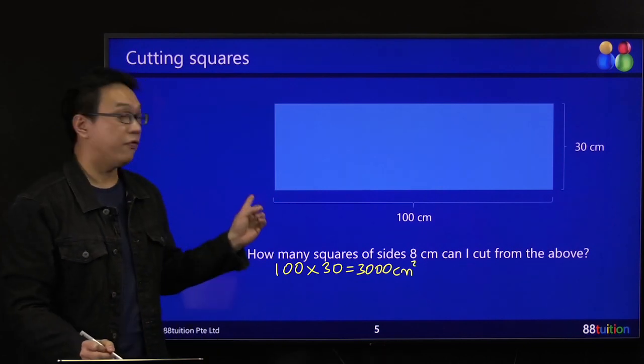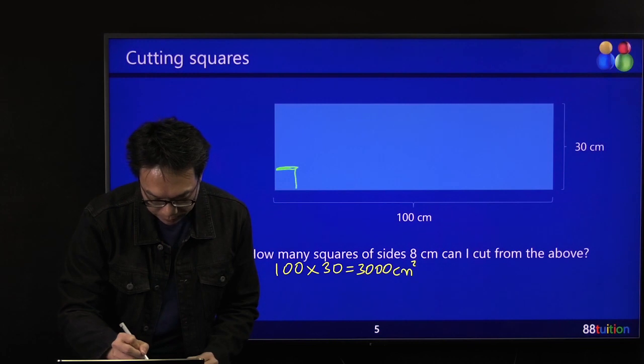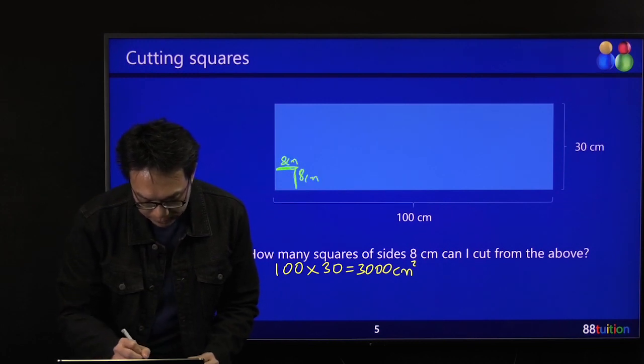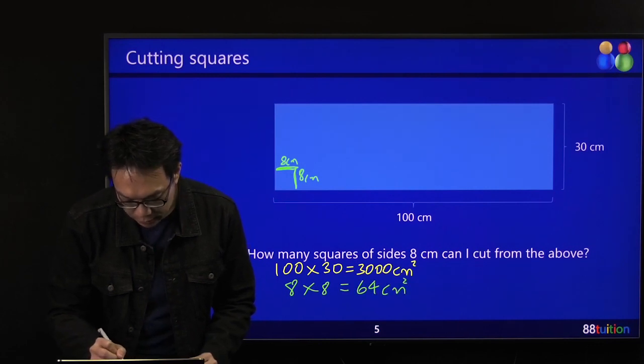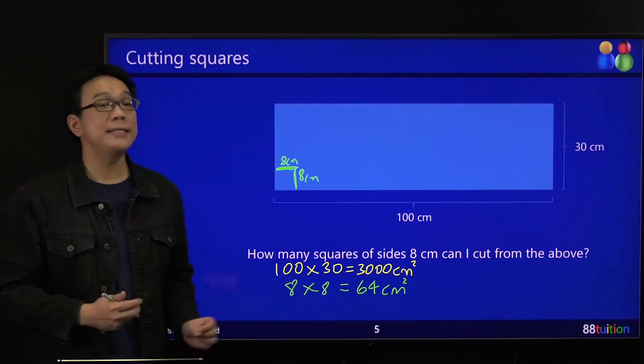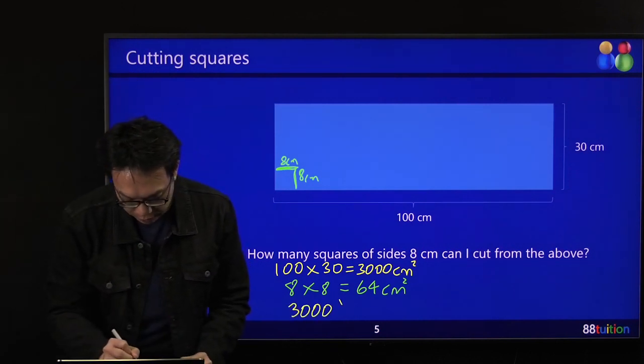Then you want to find one square. One square can be, let's say, 8 by 8. 8 cm by 8 cm. 8 times 8 will be 64 cm squared. So inside my 3000, how many 64 are there? Just divide. 3000, not 300, divide by 64.